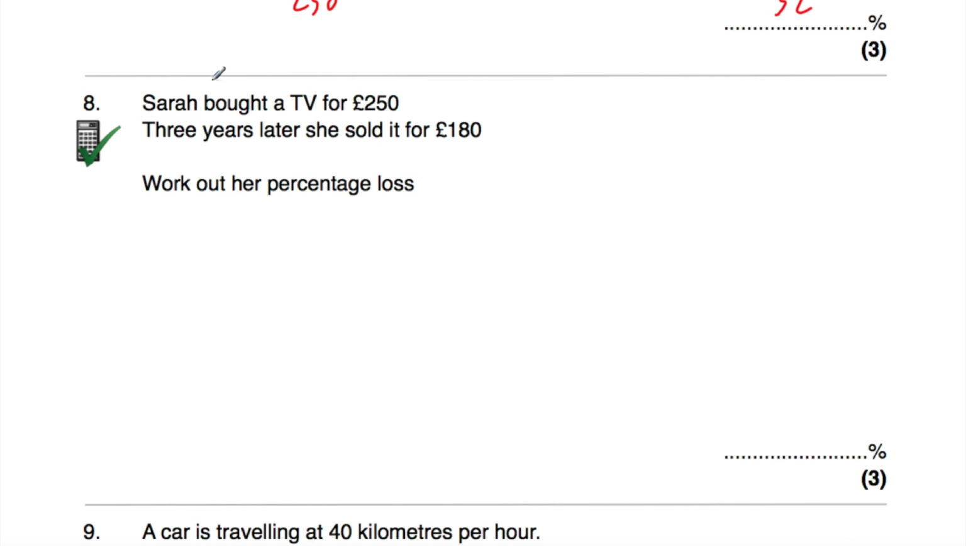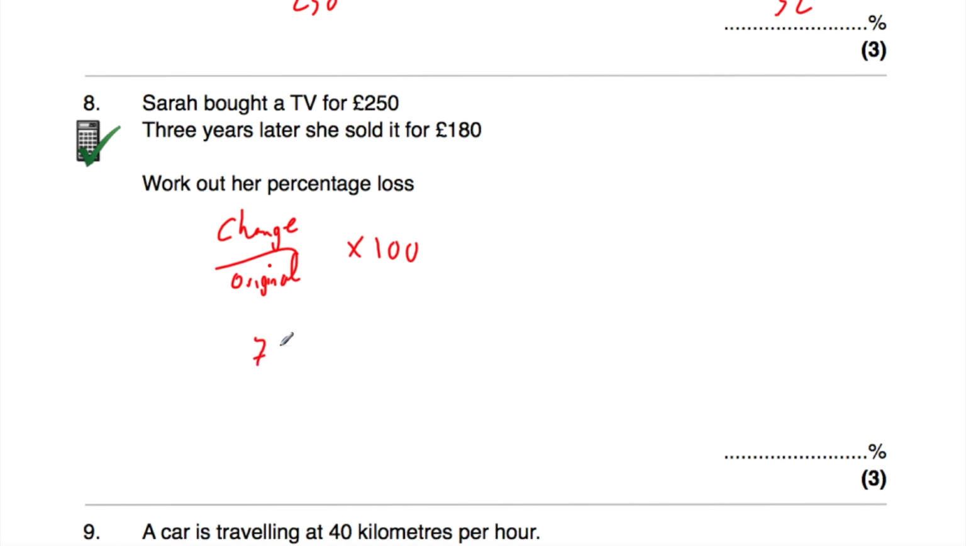So question number 8 says, Sarah bought a TV for £250, and 3 years later she sold it for £180. And we've been asked to work out her percentage loss. So again, we're going to be working out change, the change divided by the original, times 100. Okay, so the change, well, as you can see, the price of the TV goes down by £70. You can do 250 take away 180, and you can see it goes down by £70.